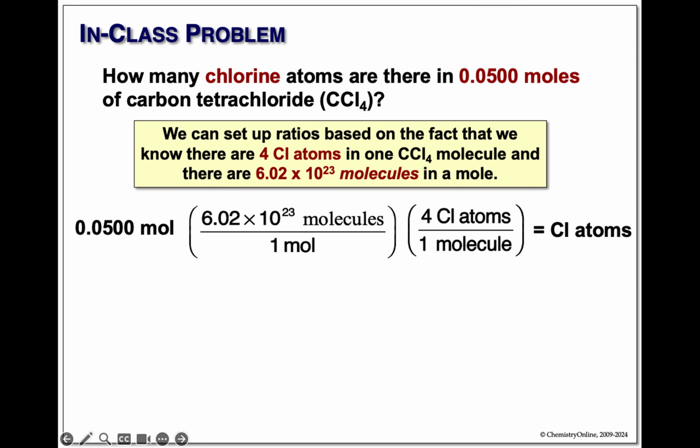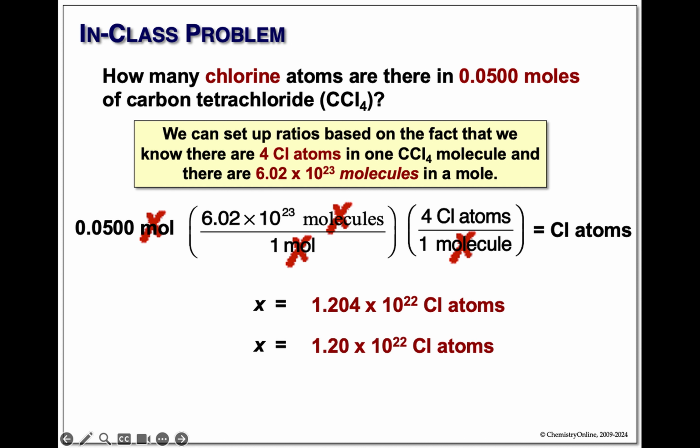Moles cancel, molecules cancel. The math, 0.05 times 6 times 10 to the 23rd times 4, 1.204. This is a calculator answer. We're dealing with how many significant figures here? 3 and 3 here. How about the 4? That's an exact number. It doesn't count. 1.2 times 10 to the 22nd.